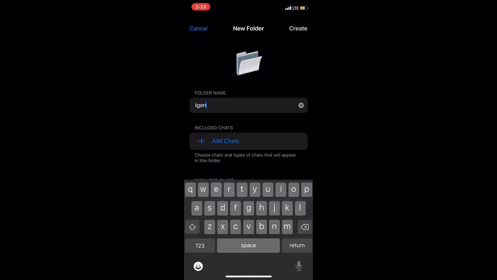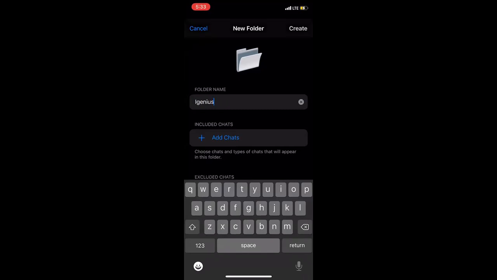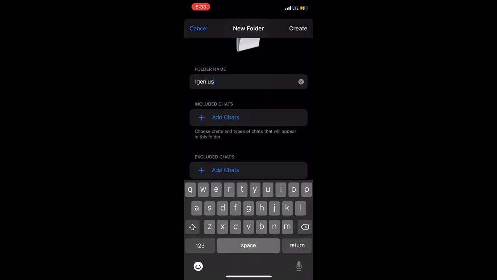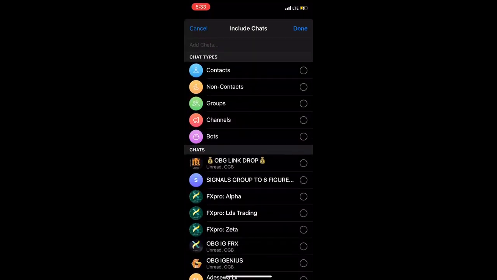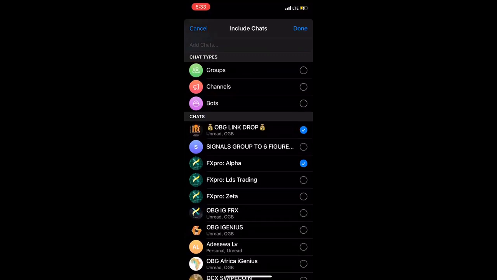Yeah, you can just type in iGENIUS there. Then where you have add charts, under included charts, you can click add charts, included charts, right? Click there. So now you can click on every single one. Now look at what you're doing. Just iGENIUS charts. Those are what you're adding, not OBG link drop. Don't include that, right? Just the ones from iGENIUS.